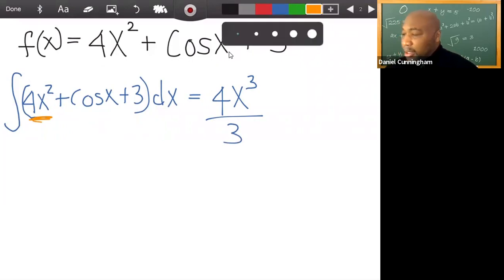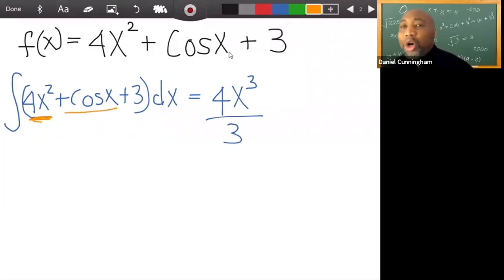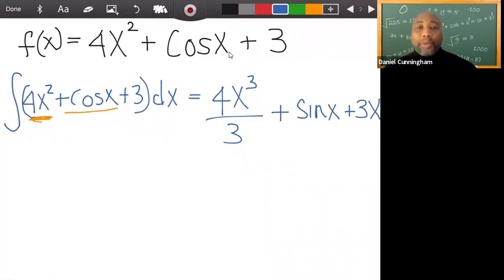For the second one, what is the integral of the cosine of x? The integral of the cosine of x will be the sine of x, the positive sine of x. So, let me put that in blue. And the integral of 3, just a constant, in our case, will be plus 3x. And this is going back to the rule that I showed you earlier when we were on our slide. And then don't forget there's a plus c. I ran out of room, so I'm putting plus c there.